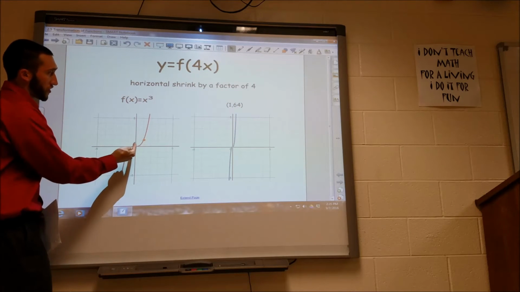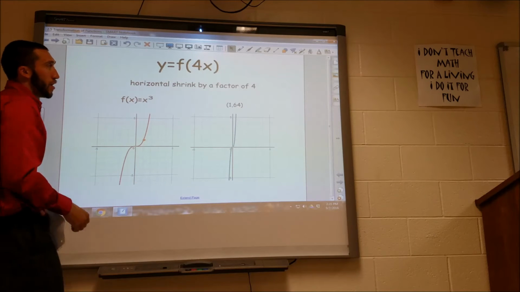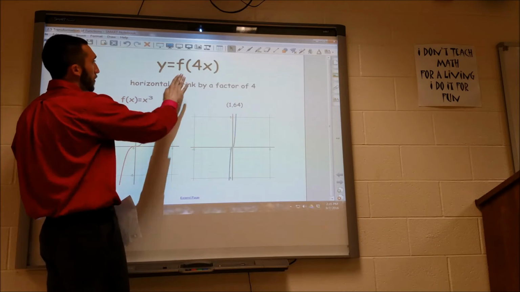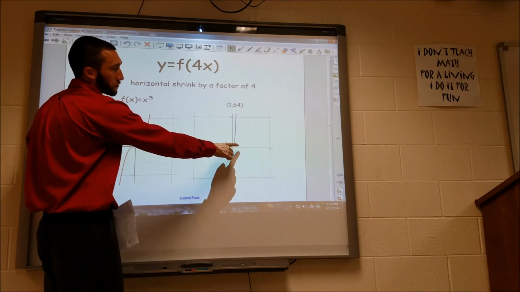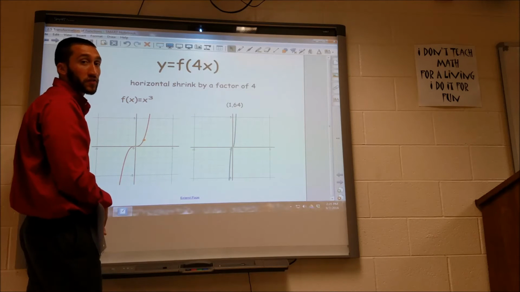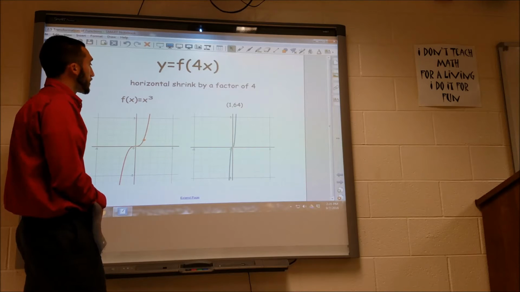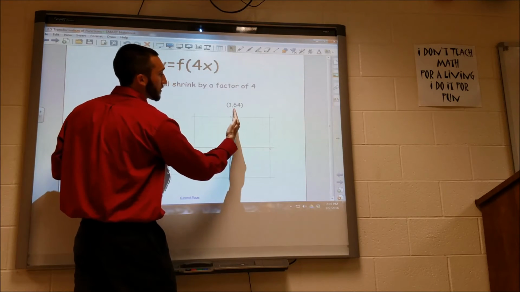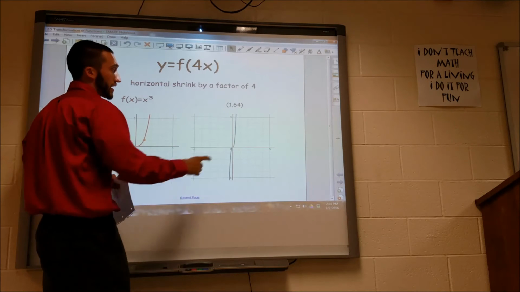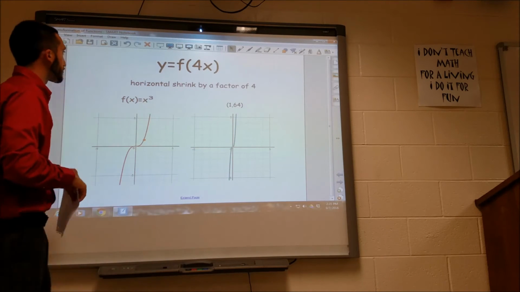In this case, we can see that with our x cubed function, we go through the point 1, 1. Whereas my f of 4x cubed, when x equals 1, y already equals 64, because I had to cube that 4. So they call this a horizontal shrink because we're bringing the graph in, right? We're shrinking the graph, going up much quicker.